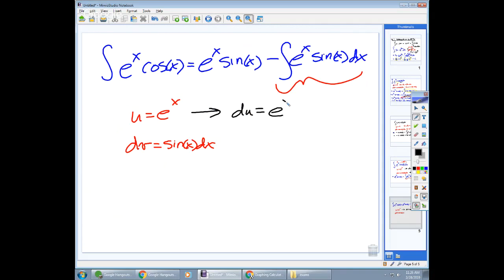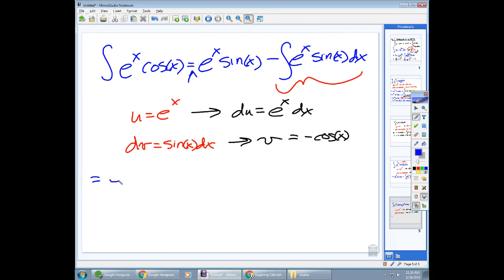du is e to the x dx, and v, integrating, is what? Negative cosine of x. So I'm going to rewrite the whole thing starting from there.